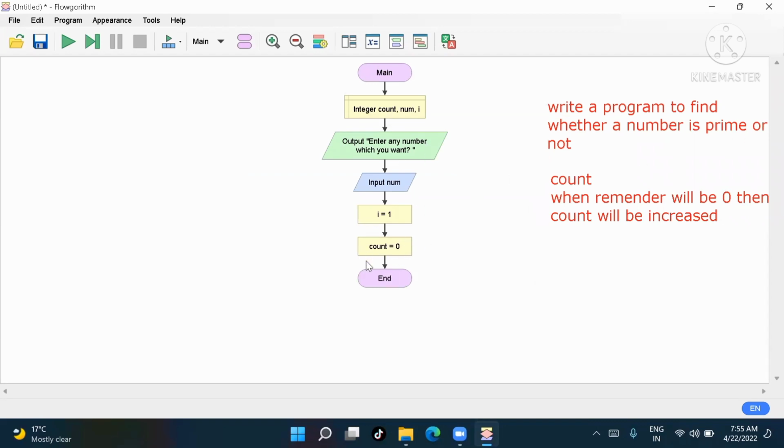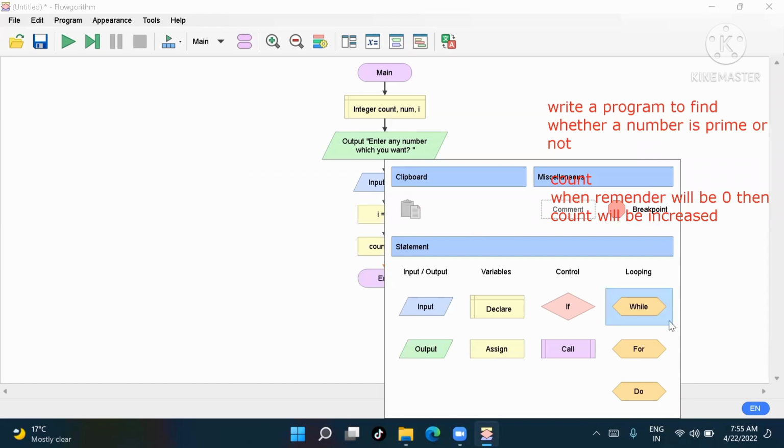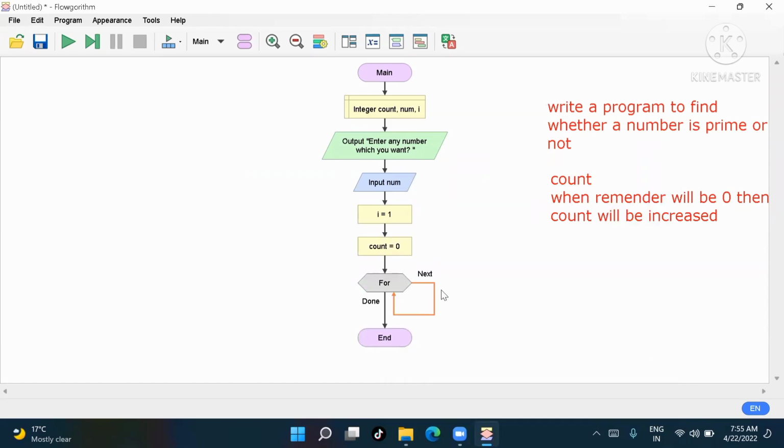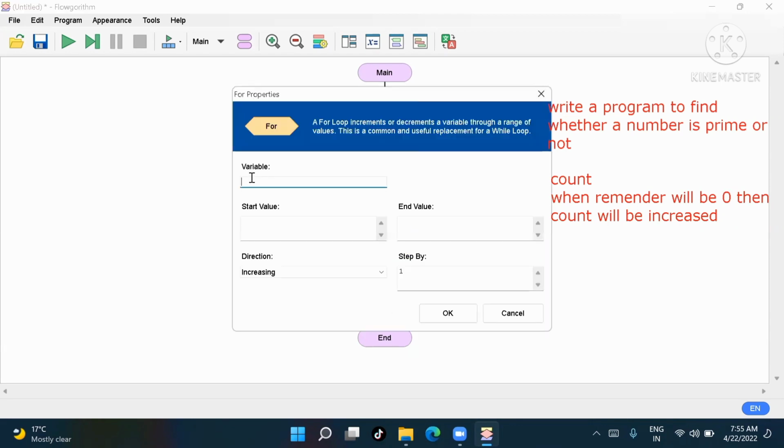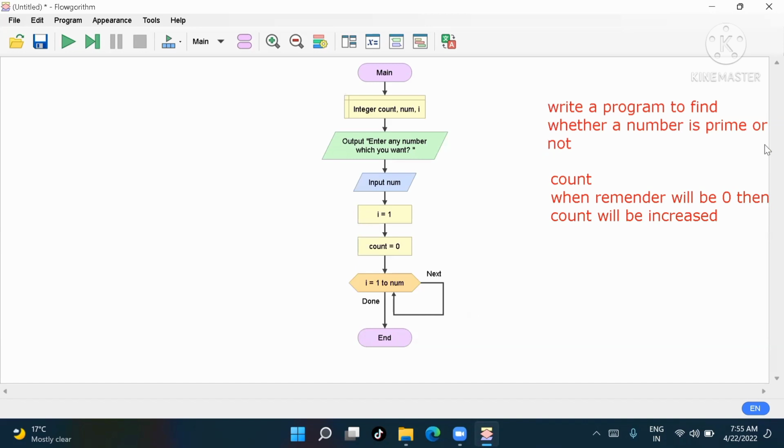Now our program will go on looping. You have to use a for loop or while loop. If you use a while loop, don't use i equal to 1 here, right? Now the variable will be i, the starting value will be 1, right? The ending value will be num. Okay, we have done this much.